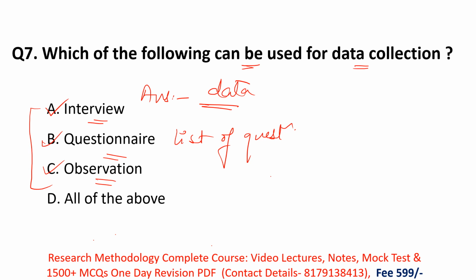Let's say for example, if I want to do a study on animal behavior, what I'm doing here, I'll go to some zoo, or I'll go to some forest, and I'll observe the animals there, how they behave, how they are eating, how they are spending their time with each other. So through observation I can also collect data. So remember, through interview, questionnaire, and observation, a researcher can collect data, and all these three tools can be used for data collection. So the correct option for this question is option D, all the above.